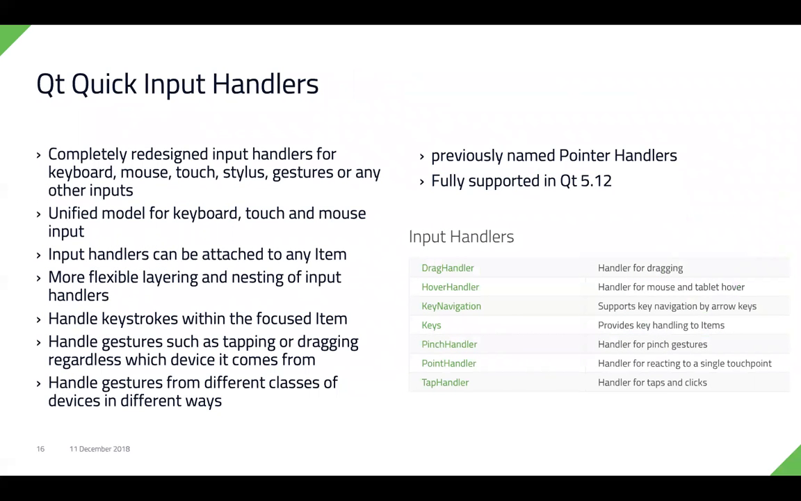We've done a lot of work on Qt Quick to give you better support for how to handle input. The new Qt Quick input handlers, previously named pointer handlers as a technology preview in previous versions of Qt, are a completely redesigned way to handle input by attaching certain handlers, like a drag handler, a key handler, a pinch handler, or a tap handler, to your QML item. And you can attach any handler to any item. With that, you have a much more flexible and unified way to handle keyboard, touch, and mouse input.